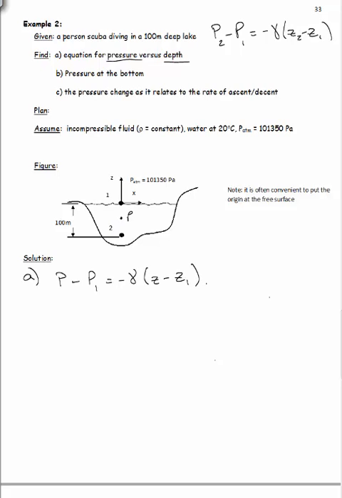This is what makes it easy, putting the coordinate system there at the free surface. Our Z1 now is 0. So we're practically there. Our equation then is P equals P1 minus gamma Z. That's our equation. We can plug in some constants.